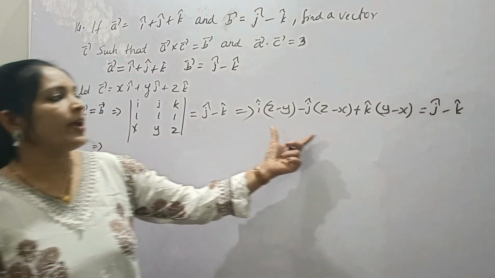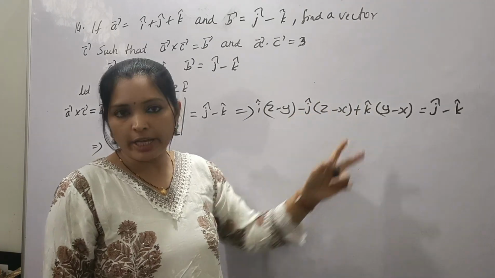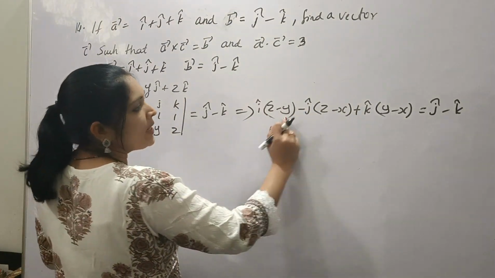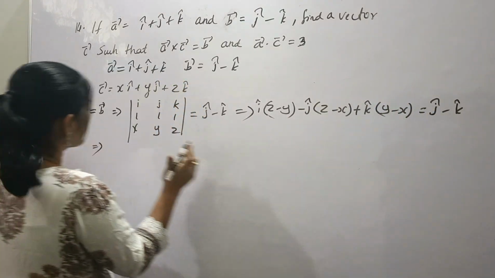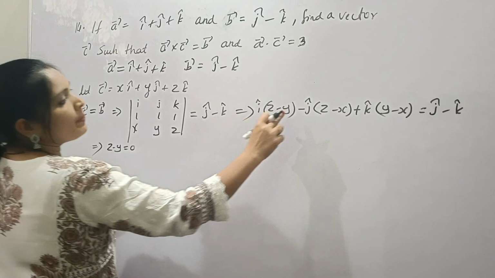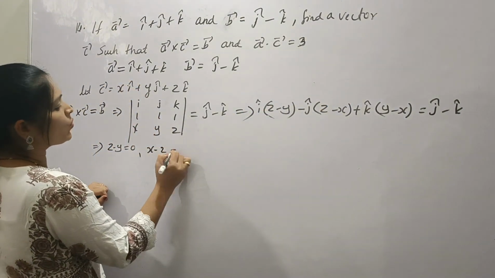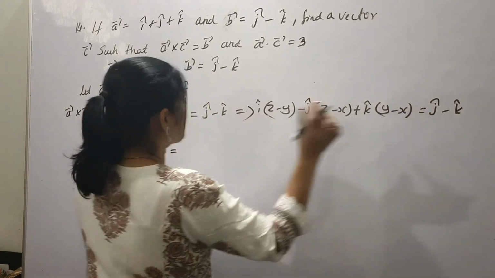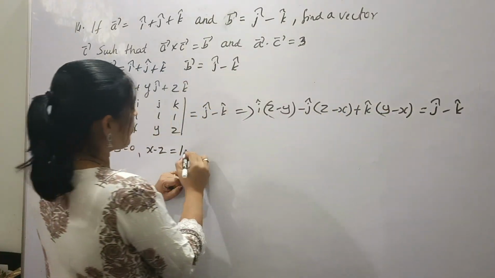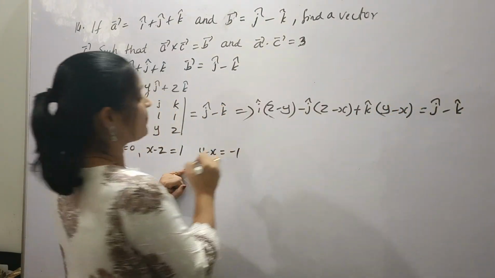Here these two vectors are equal, therefore their corresponding components are equal. The coefficient of i is z minus y, and here the coefficient of i is 0, therefore z minus y is equal to 0. Minus of z minus x is x minus z, and x minus z is equal to 1, the coefficient of j. Next, the coefficient of k is y minus x, which is equal to minus 1.